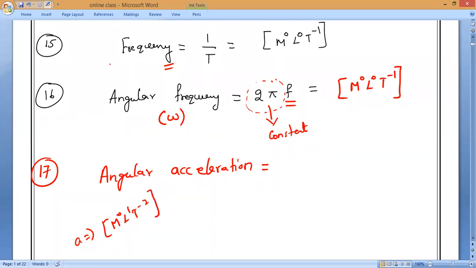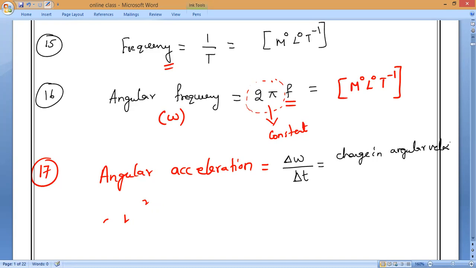But we are not asking about acceleration here. It is angular acceleration. So the angular acceleration formula is delta ω divided by delta t, which means change in angular velocity divided by change in time. So that is the formula for angular acceleration: change in angular velocity divided by change in time.